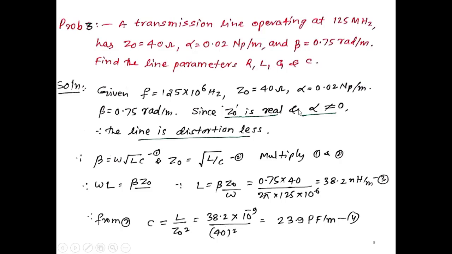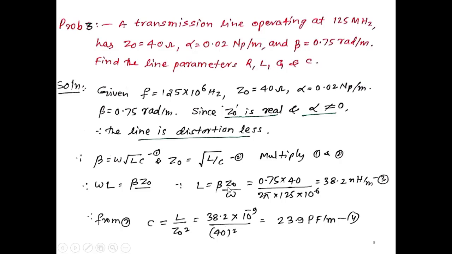Since Z0 is real, therefore there is no reflection, and given attenuation constant is not equal to 0. Since Z0 is only the real part, therefore the line is distortionless. Therefore, the formula for phase constant beta for a distortionless line is given by omega root of LC and Z0 is equal to root of L by C. Multiply equations 1 and 2, we'll get omega into L is equal to beta Z0.